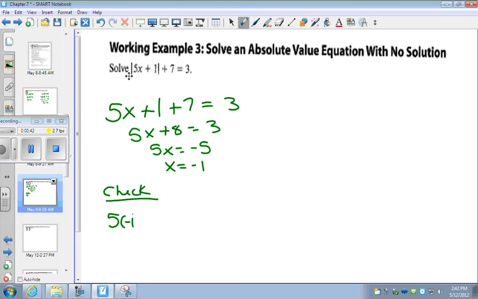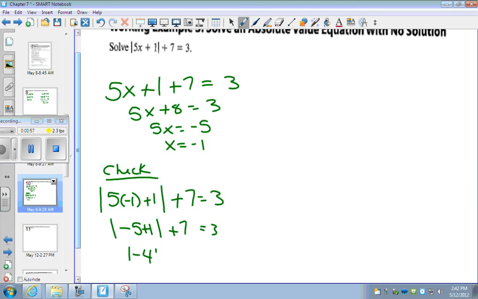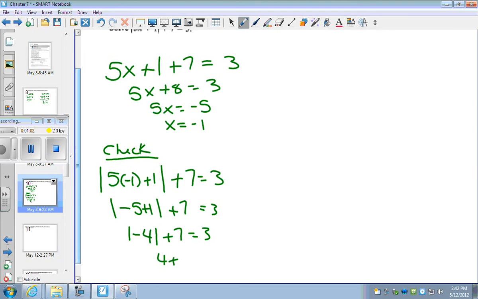Okay, let's check if that makes sense. Does the absolute value of 5 times negative 1 plus 1, plus 7 equal 3? Does negative 5 plus 1, plus 7 equal 3? Well, the absolute value of negative 4 plus 7 equals 3. Does 4 plus 7 equal 3? No. Reject. Okay, so that's the first case.